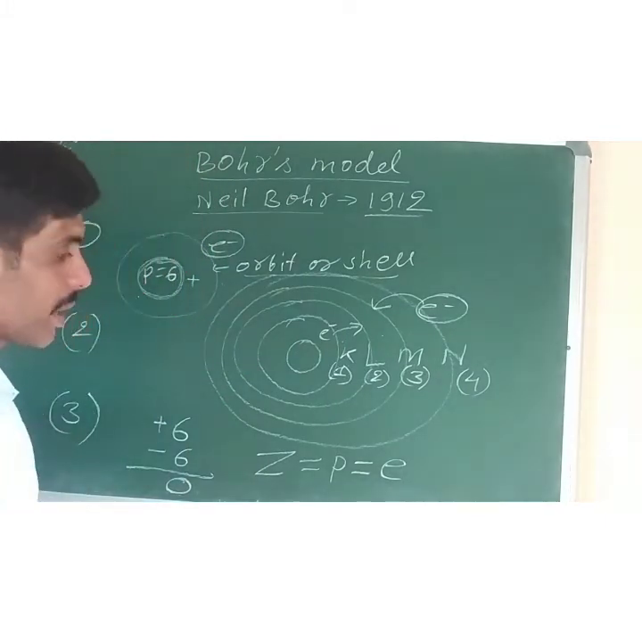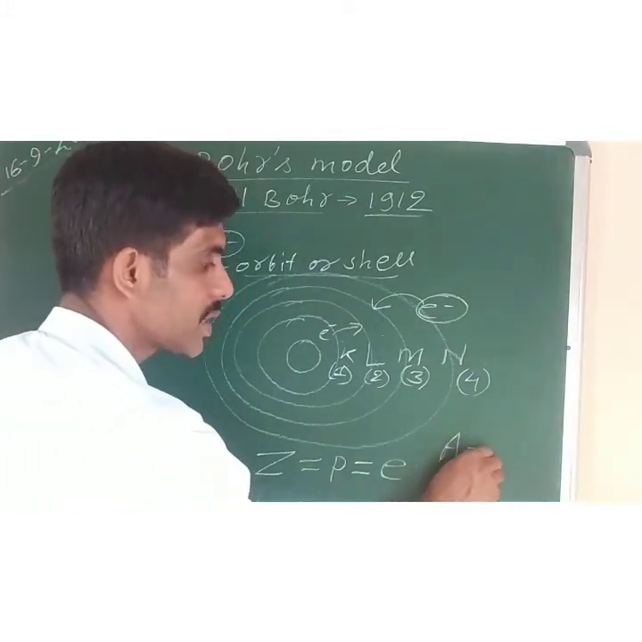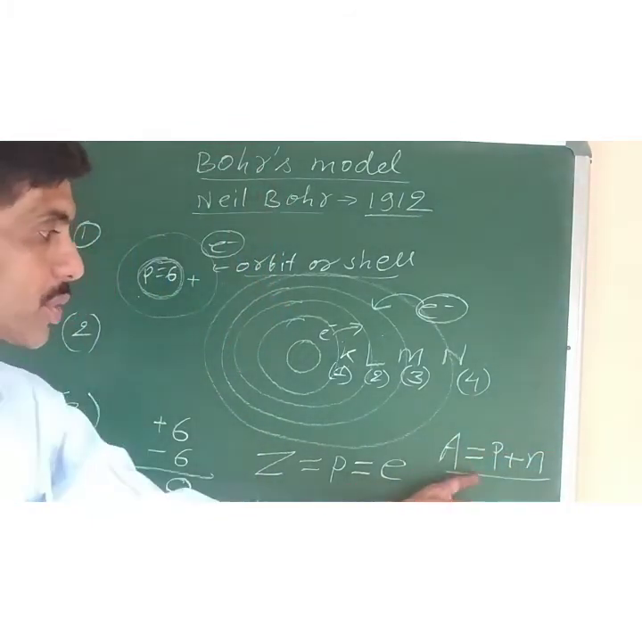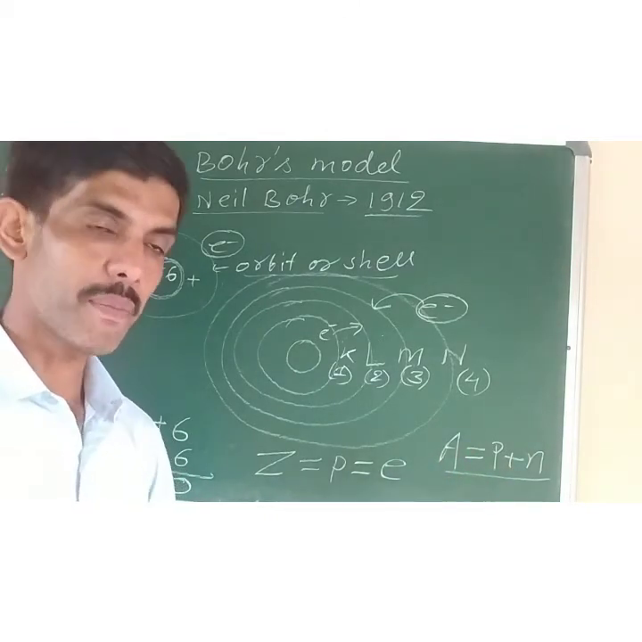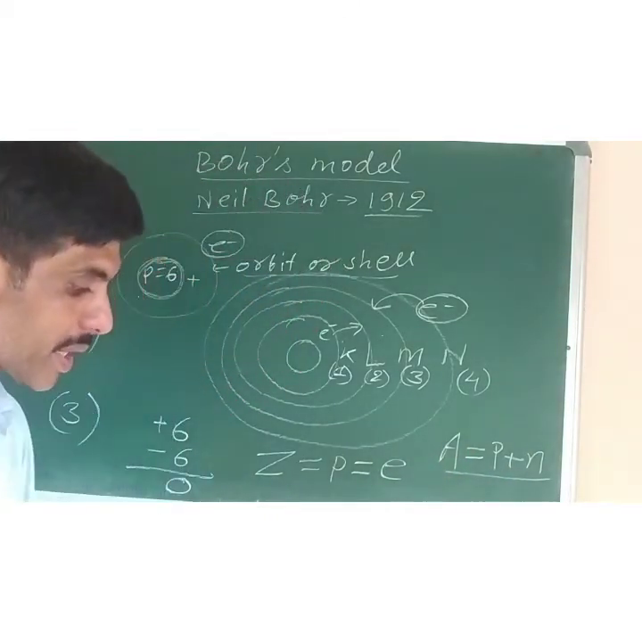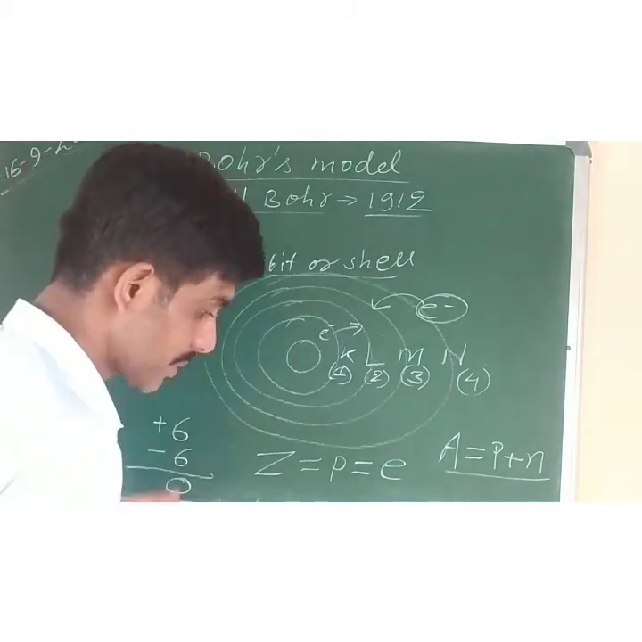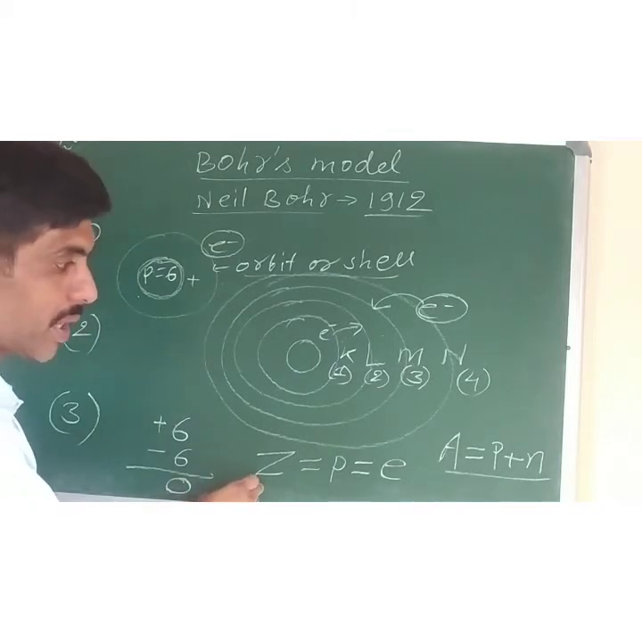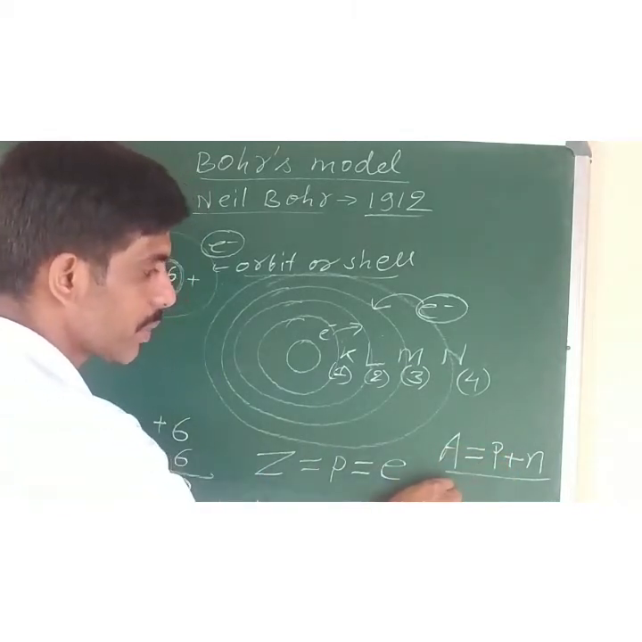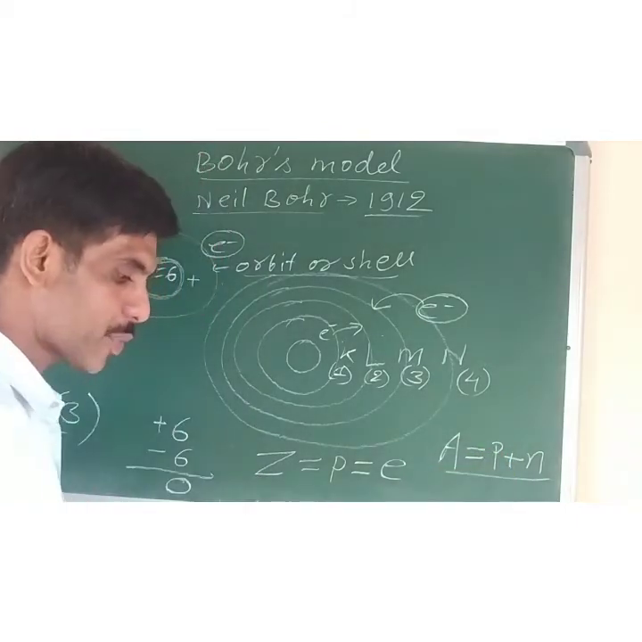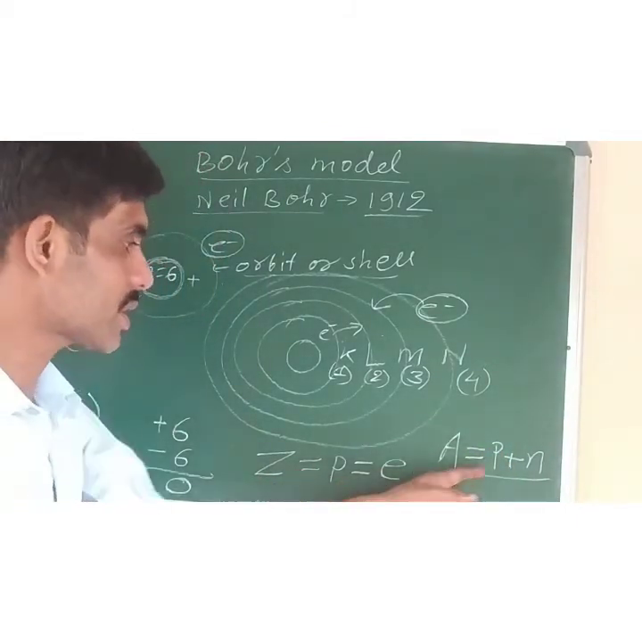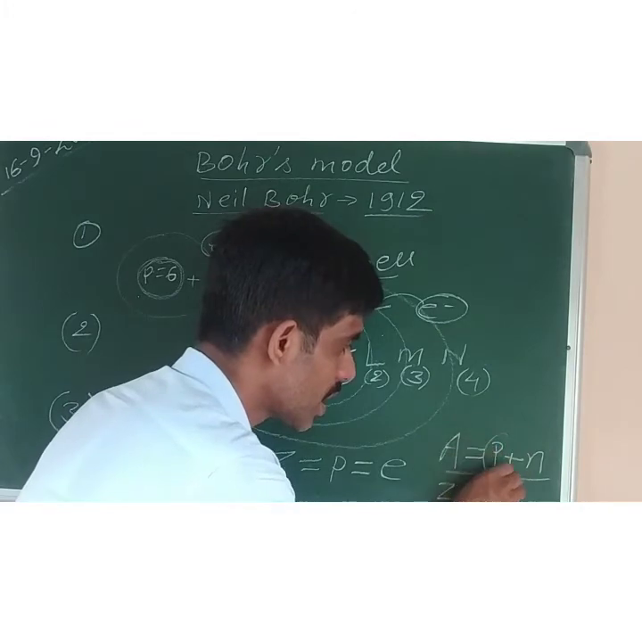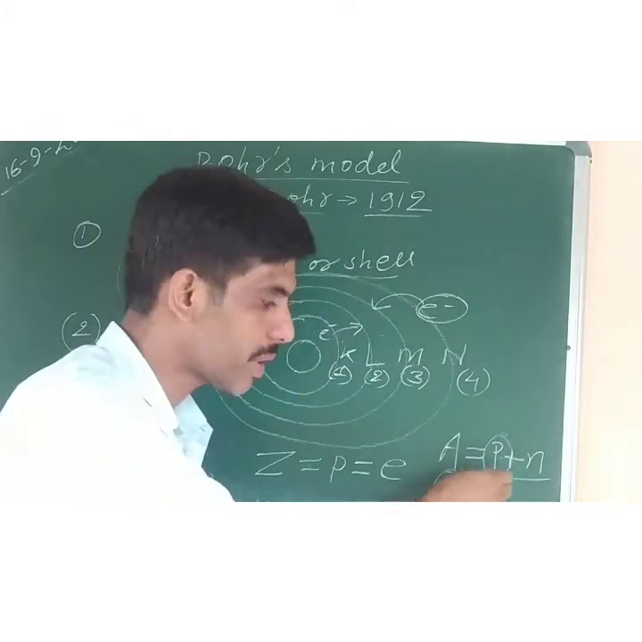Now next one is mass number. Mass number is denoted by capital letter A, and it is equal to the number of protons plus the number of neutrons. So if you know the protons and neutrons, you can calculate the mass number also. Now atomic number plus number of neutrons is equal to mass number. What is atomic number? Z. So instead of P, you can write Z also, because the number of protons and atomic number are the same.